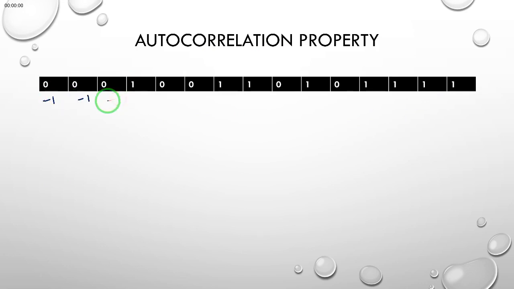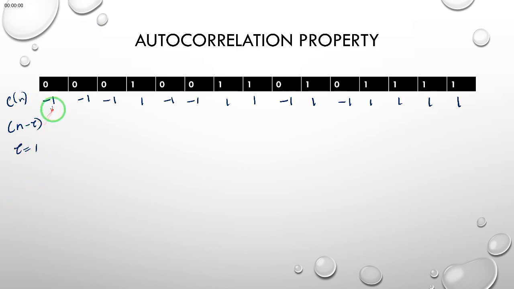So this becomes -1, -1, 1, -1, 1, 1, 1. That is our C of n that we are going to use when we are evaluating the autocorrelation function. And our C of n minus tau, we can let tau be equal to 1.